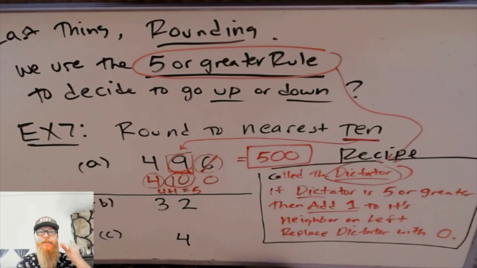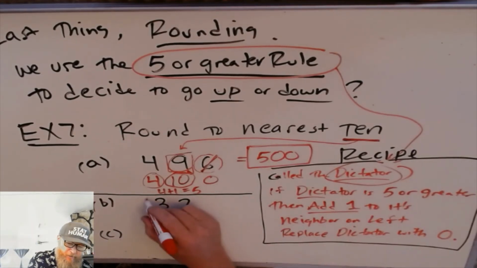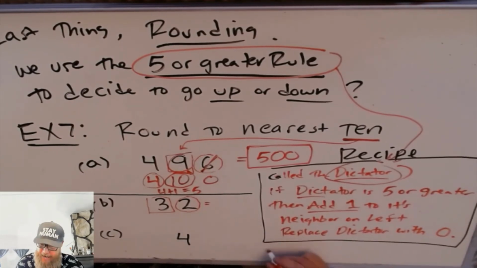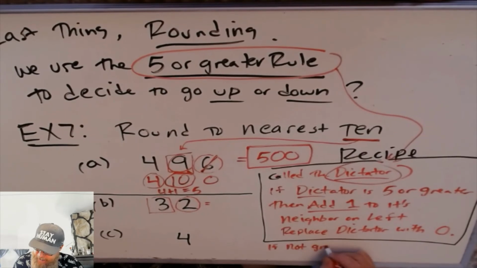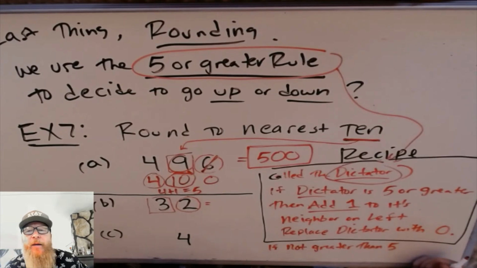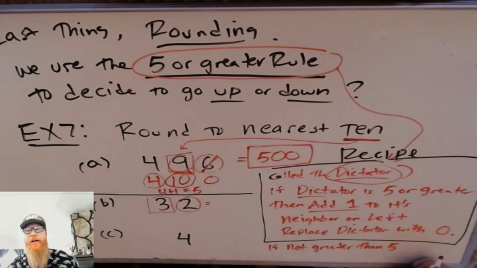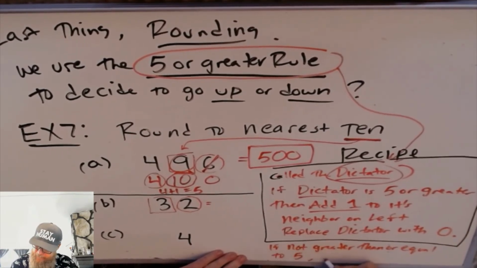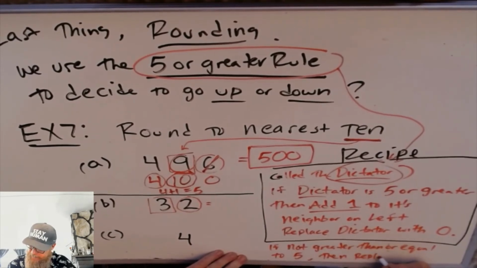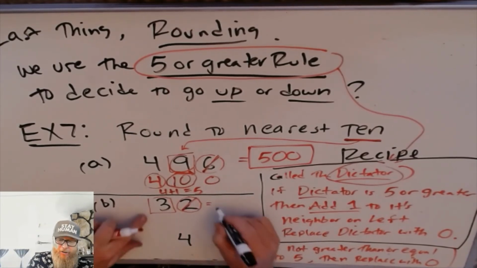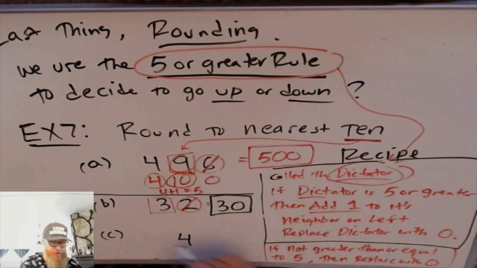Okay, round to the nearest 10. So here's my 10. My dictator is 2. The 2 is not greater than 5. I just said not less than 5, I think you know what I meant. It is less than 5. So if it's not greater than or equal to 5, then throw it away, replace it with a 0. So this number's gone. You're going to replace it with a 0, and so the answer is just 30.